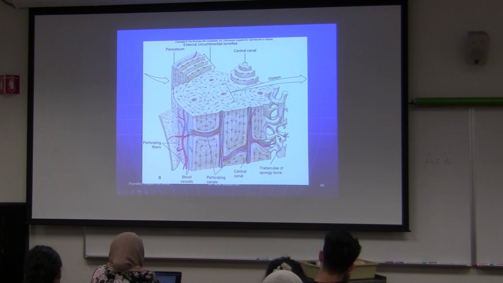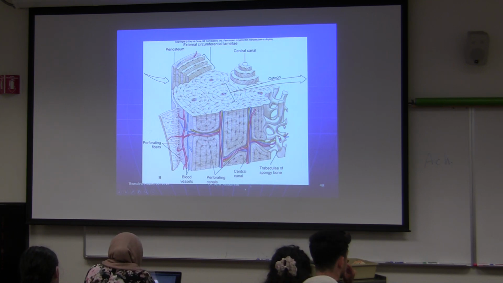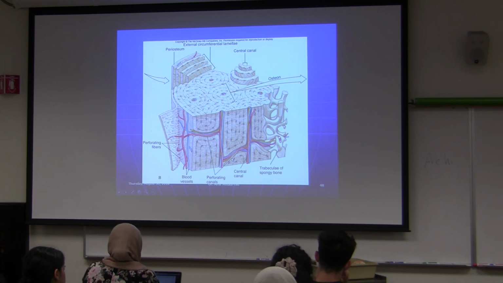So this is called the central canal, right in the middle of the osteon, or Haversian system. Haversian was the name of the scientist who discovered this. Volkmann was the name of the scientist who described this. So the Volkmann canal connects central canal to central canal. Do you see that?